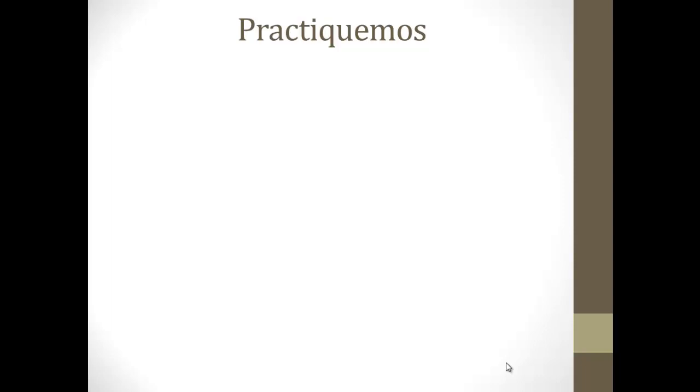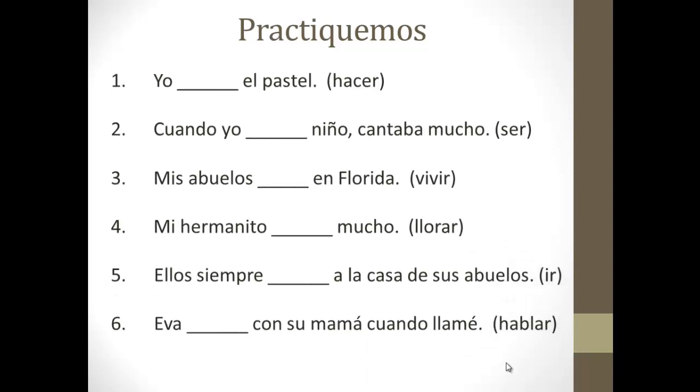Now let's do a little practice. Here in these 6 exercises, I have provided you with the verb. I would like you to conjugate all 6 of these in the imperfect tense. Notice that some are AR verbs, some are ER, some are IR. Also, I have included 2 of your 3 irregulars. Please pause me, use your notes, and complete these 6 practice exercises.